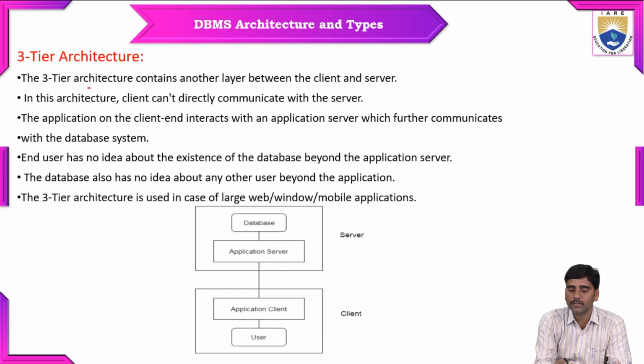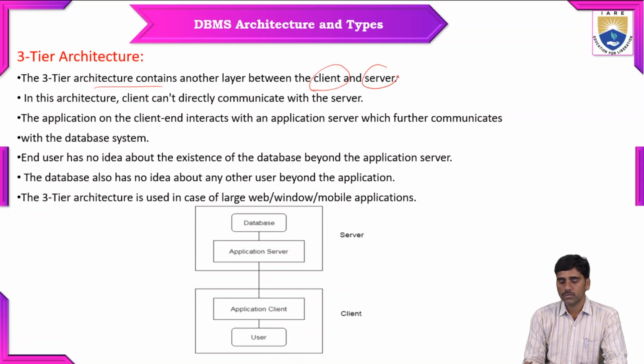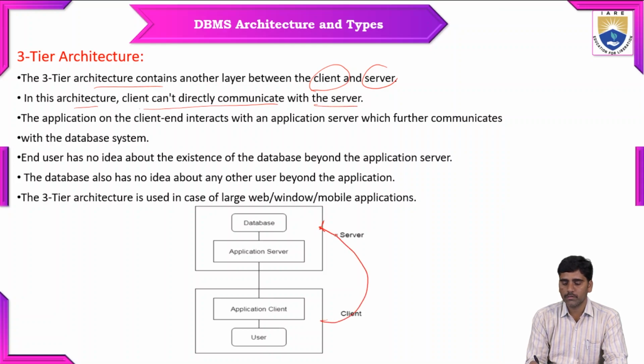And three-tier architecture. The three-tier architecture contains another layer between the client and the server. In this architecture, the client cannot directly communicate with the server. Instead, the application on the client end interacts with the application server, which further communicates with the database system.